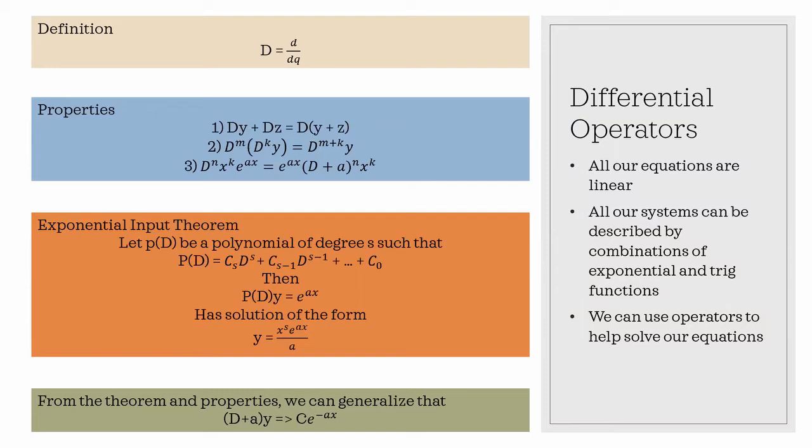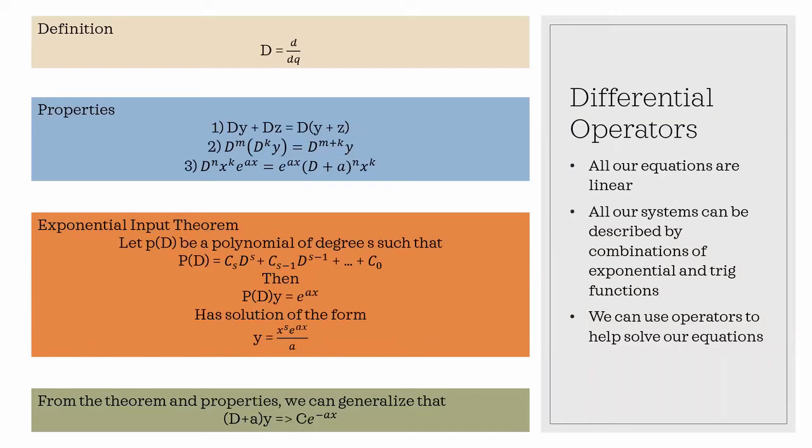So the exponential input theorem tells us that if we define P of D as a polynomial function of degree s with constant coefficients, where our variable is the differential operator D, then the solution of a differential equation with exponential input has the form y equals x to the s times e to the ax over a. And this comes up a whole lot.